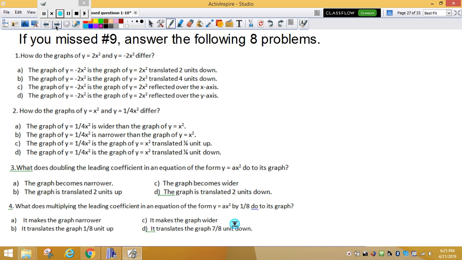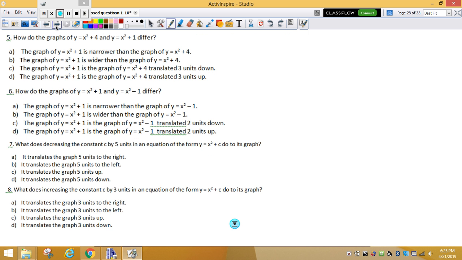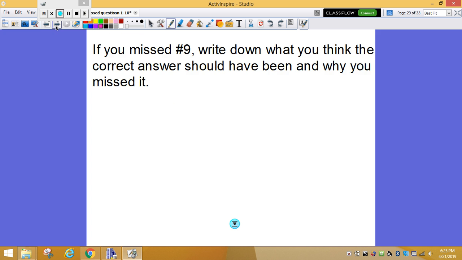So pause it, do 1, 2, 3, 4. Here's 5, 6, 7, and 8. Pause it. Same thing, write down the question and the answer. And if you missed number 9, write down what you think the correct answer should have been and why you missed it.